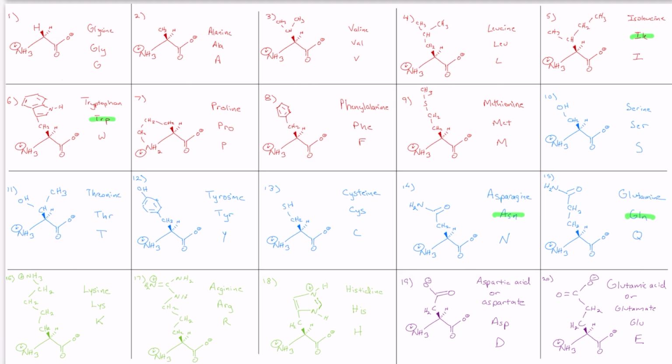And then the 1-letter abbreviations are slightly less intuitive, and you might just have to memorize these. But you should know all of them by their full name, 3-letter abbreviation, and 1-letter abbreviation. There's no cheat code that you only have to know the 1 letter or the full name.